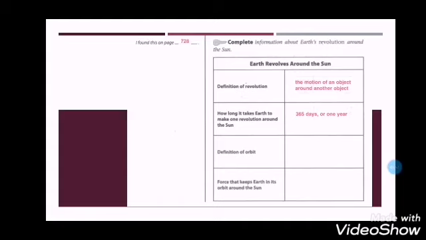Definition of an orbit. It's the path an object follows as it moves around another object. And what is the force that keeps Earth in its orbit around the Sun? It's the Sun's gravity.